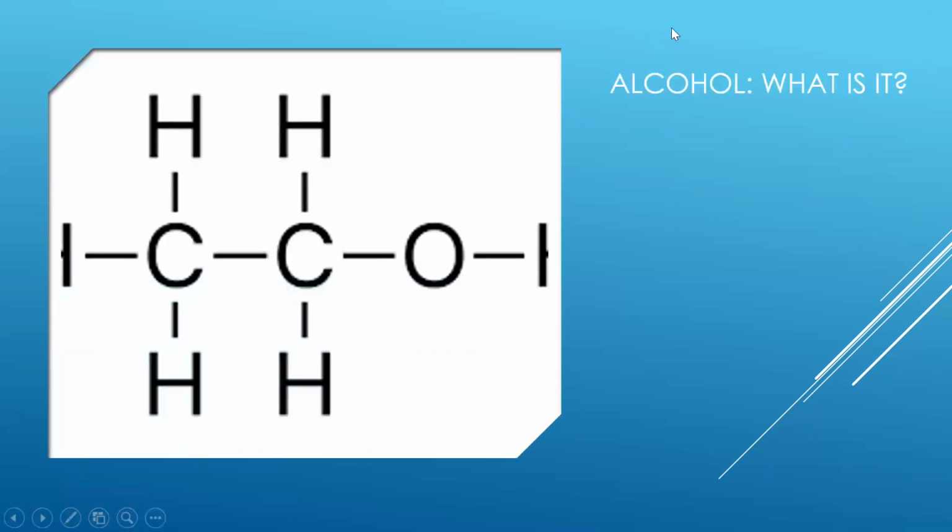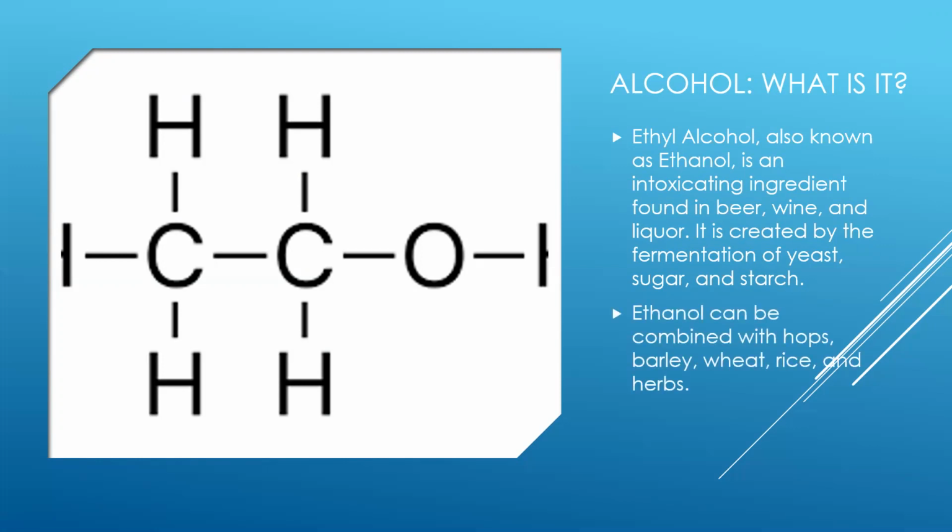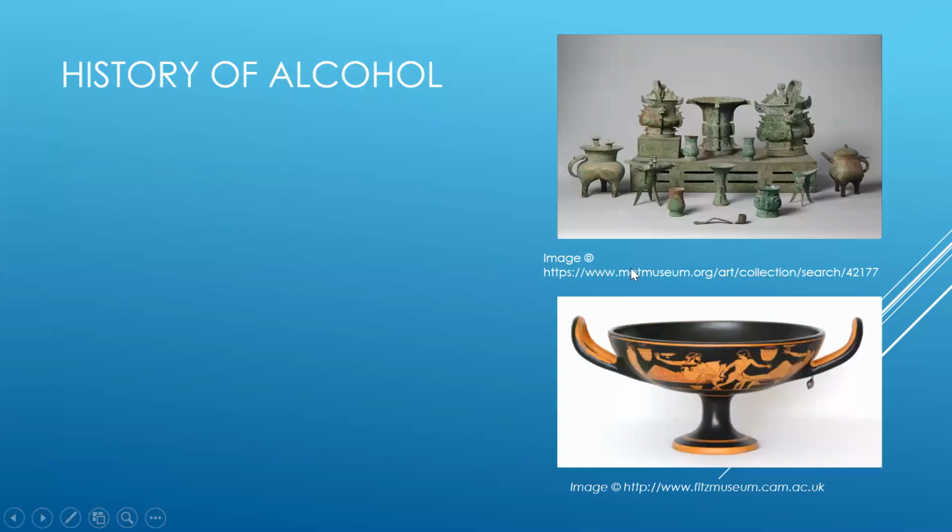From a social standpoint, most of us have a pretty good idea of what alcohol is, but more formally, we can consider drinkable alcohol as ethyl alcohol, which is also known as ethanol. This is the intoxicating ingredient that we find in most modern forms of alcohol today. It's created by the fermentation of yeast, sugar, and starch, and often it is found in combination with other ingredients, things like hops and barley, wheat, rice, herbs, various other types of spices and food ingredients.